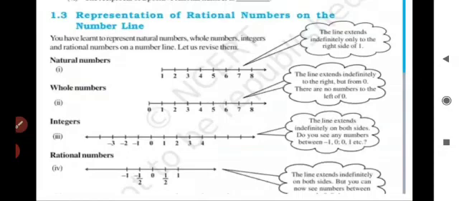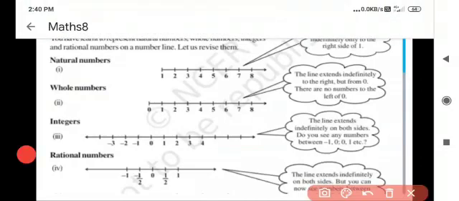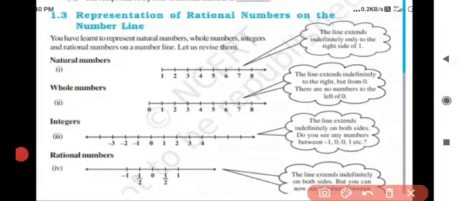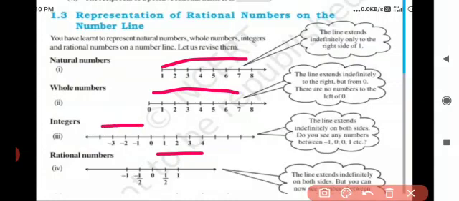You have learned to represent natural numbers, whole numbers, integers and rational numbers on a number line. Let us revise them. Natural numbers: you know very well, natural numbers start with 1 and go on without end. Whole numbers start with 0 and go on without end. Integers: the set of all whole numbers and the corresponding negative numbers are called integers. Rational numbers: a number which can be written in the form p by q is called a rational number.